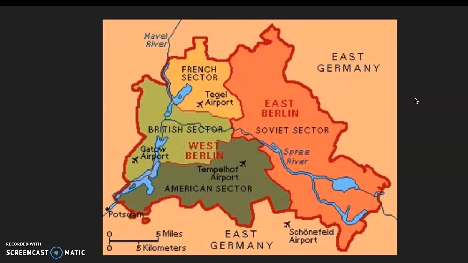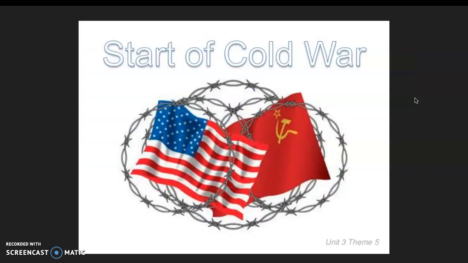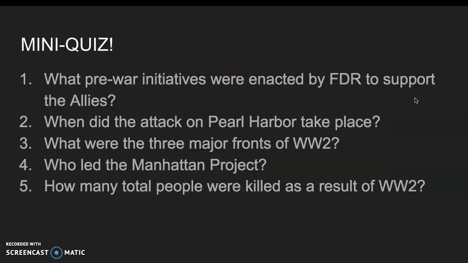A view of how Berlin is going to be split up. The red is under the control of the Soviet Union, known as the Iron Curtain. Blue is more democratic and supported by the U.S. This is going to lead us into the start of the Cold War.